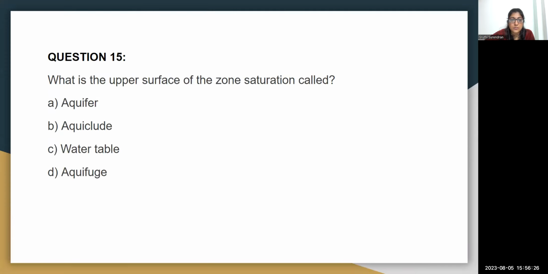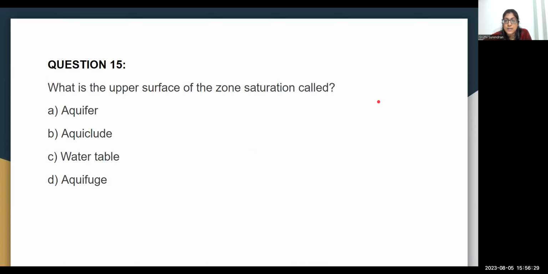Now, what is the upper surface of the zone of saturation called? Water table. Right, Ankita. Okay, let's move on to the solution. So it is called water table.